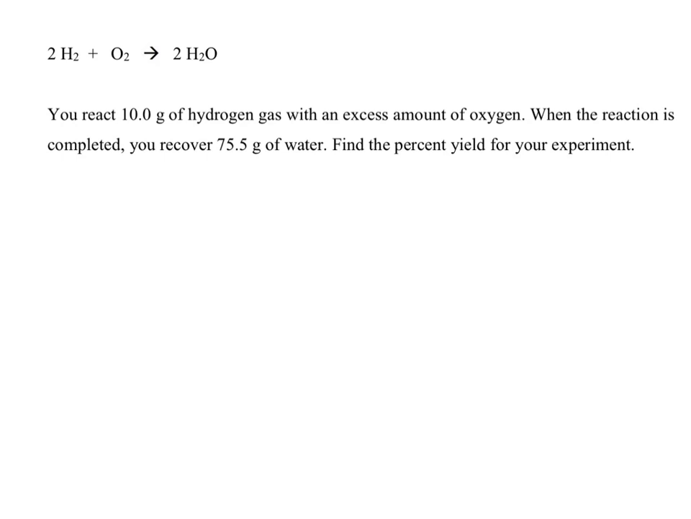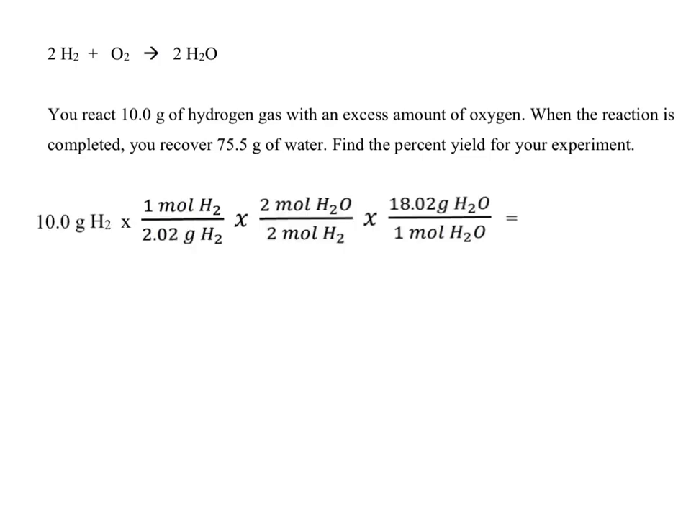So in this case, we're given one of the two values that we need to calculate percent yield. 75.5 grams of water is the experimental amount. It's how much we actually got out of the process. What we're missing, however, is the ideal amount, that expected amount that we should get out of here, the stoichiometric amount of water that we should be able to produce. So what we can do is use the 10 grams of hydrogen gas to stoichiometrically calculate that.